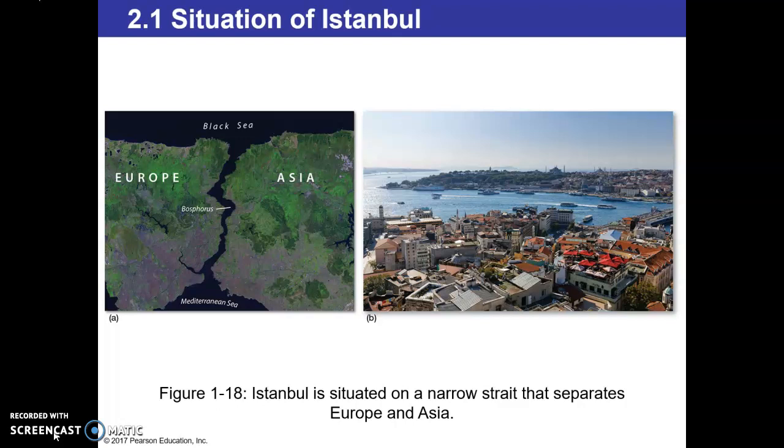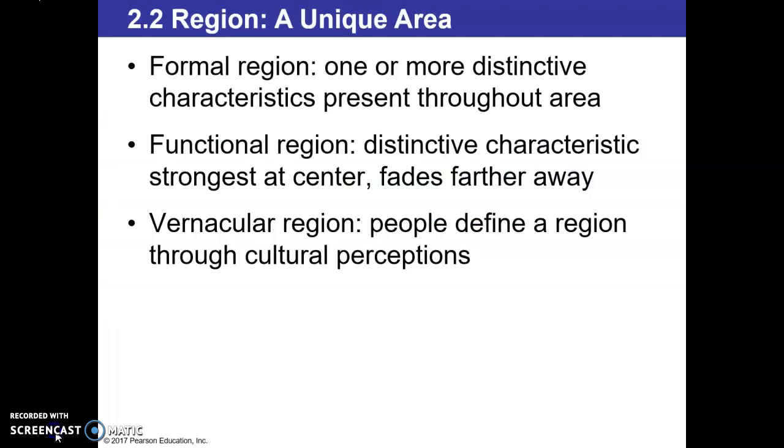The satellite image of Istanbul is what you see in the first picture, and Istanbul looking east from Asia toward Europe is what you see in the second picture.